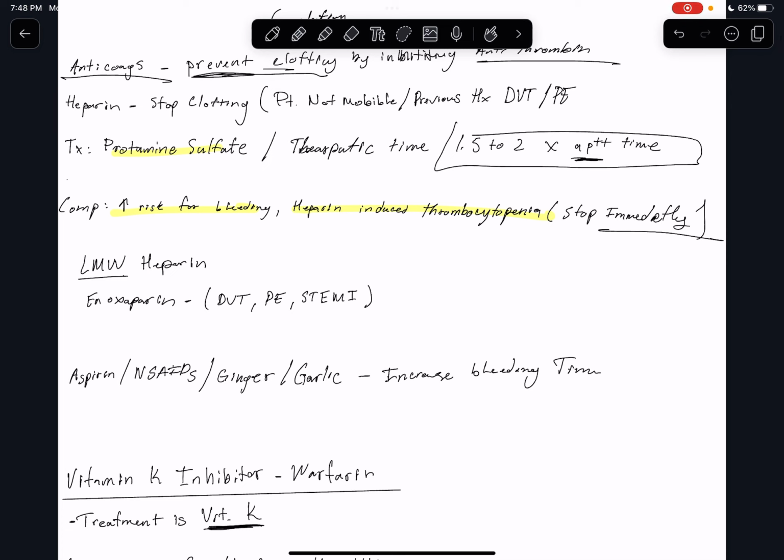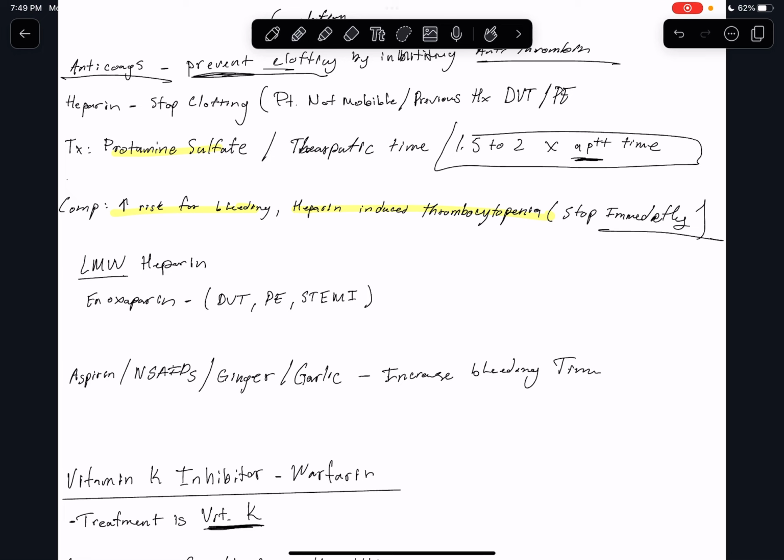What are complications? You're giving them a blood thinner. Obviously, their risk for bleeding is going to go high up. We also have the risk for heparin-induced thrombocytopenia. Heparin-induced thrombocytopenia means basically their platelet levels are low and their thrombi in their blood is high.